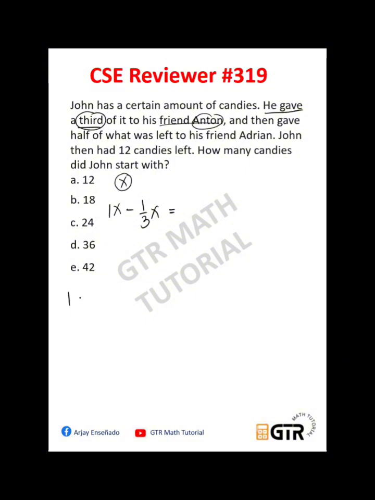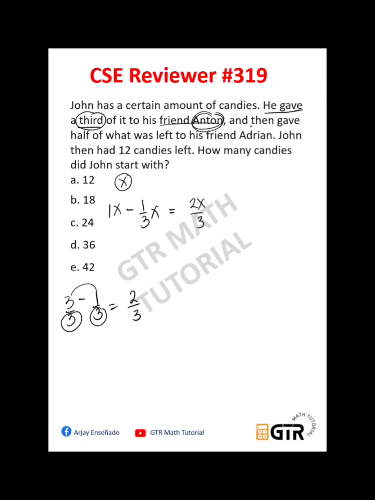So we just need to subtract 1 minus one third. That is equal to 2 thirds, because 1 can be written as 3 over 3, to make the fractions similar, both having denominators of 3. So subtract the numerators, 3 minus 1, we have 2 thirds. So 1x minus 1 third x is equal to 2 thirds x, or 2x over 3. Okay, so this is the remaining after John gave candies to his friend Anton.